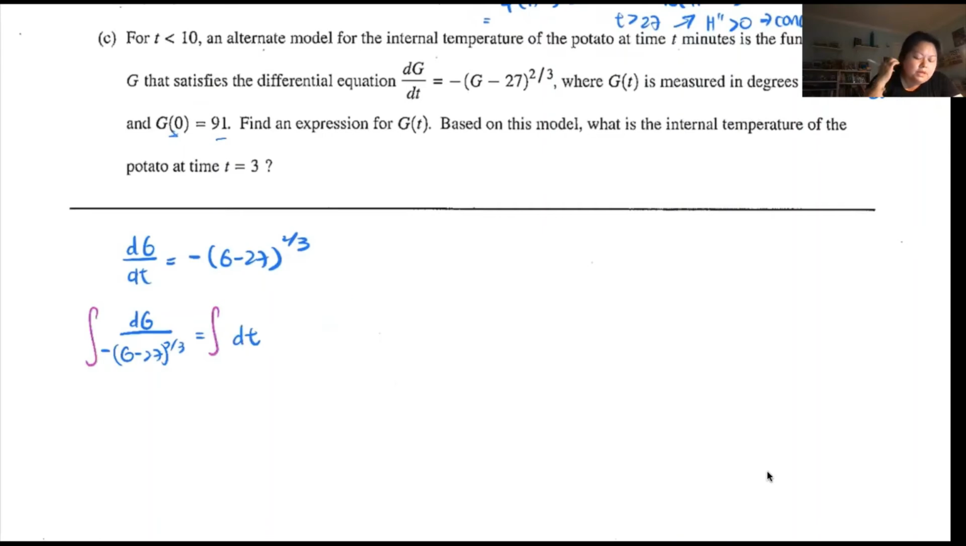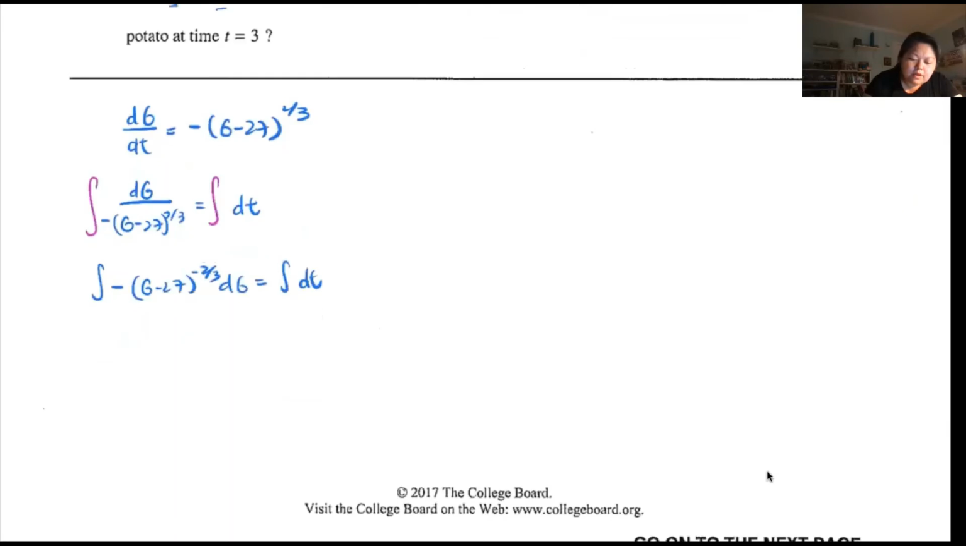Before I start taking the integral, I am going to rewrite it as negative (g minus 27) to the negative 2/3 dg. I think that's a lot easier to take the integral of. Okay, so negative (g minus 27), negative 2/3, add 1 makes it 1/3. Don't forget to multiply by the reciprocal, times 3. There is no coefficient from the g itself, so that's it, equals t plus C.